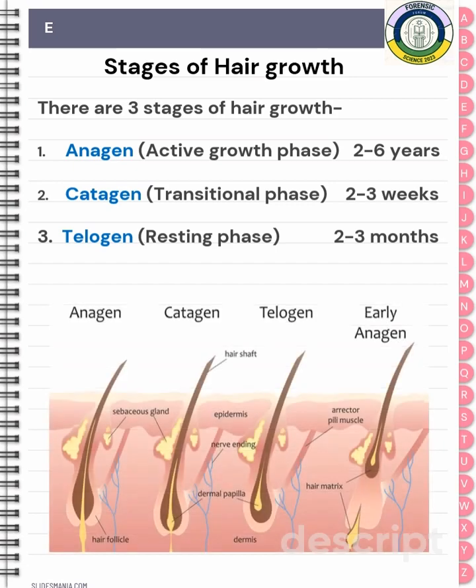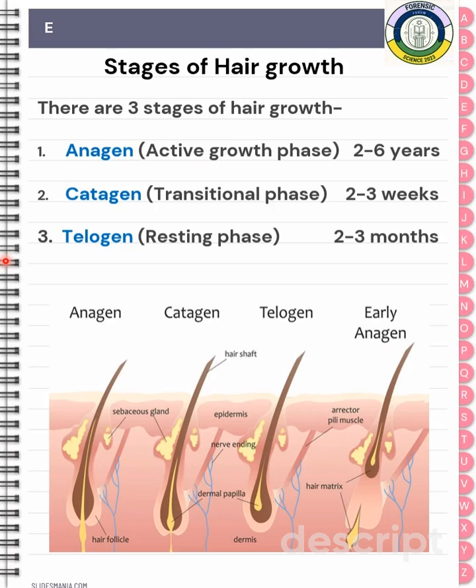Stages of hair growth. The stages of hair growth begin with the anagen phase. It is also called the active growth phase. It lasts from 2 to 6 years. In the anagen phase, the hair follicles are pushing out hair that will continue to grow until it is cut or reaches the end of its lifespan. At any time, about 90% of the hair on the head is in the anagen phase.